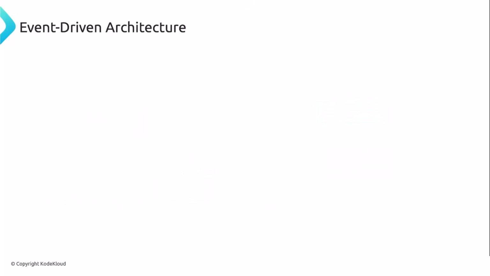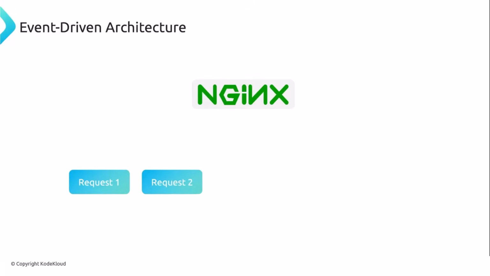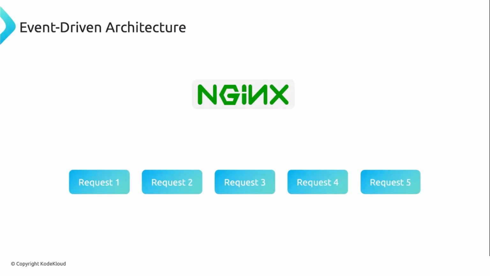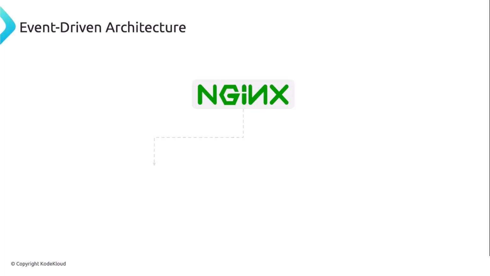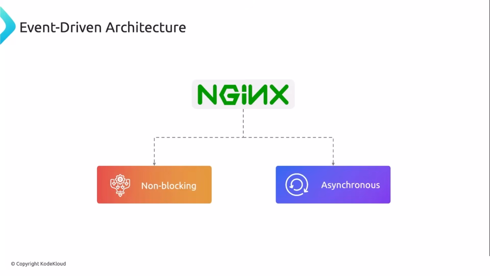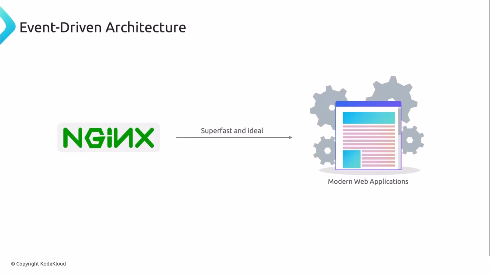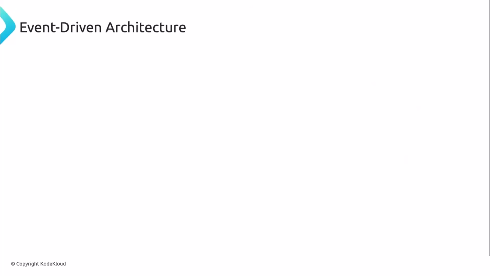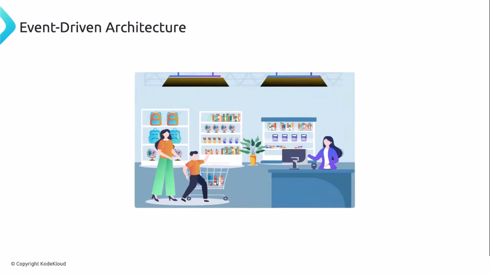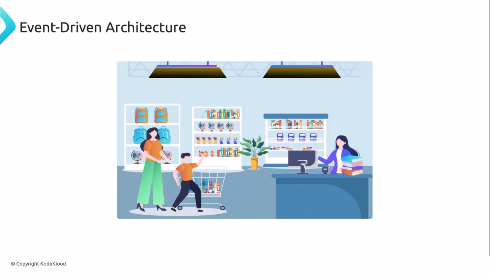This is very similar to how Nginx handles requests simultaneously using an event-driven architecture. Unlike the old linear method of handling requests one by one, this event-driven mechanism is also known as asynchronous processing. This approach makes Nginx non-blocking and asynchronous, enabling it to handle very large volumes of traffic with ease. It makes Nginx super fast and ideal for modern web applications where requests can pile up quickly. It's like running multiple cash registers in a busy store instead of having just one.